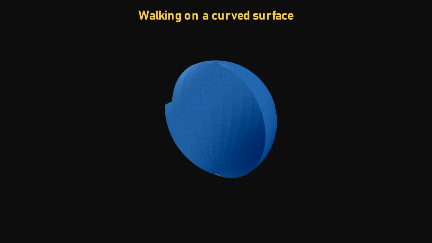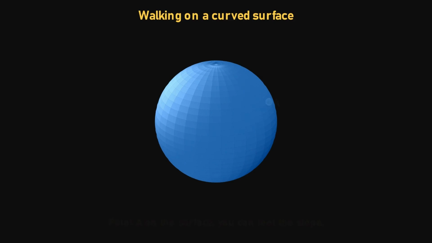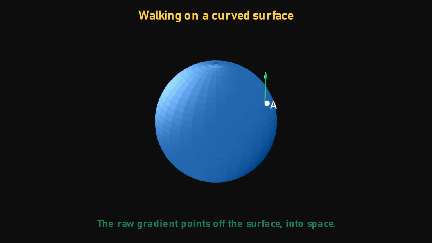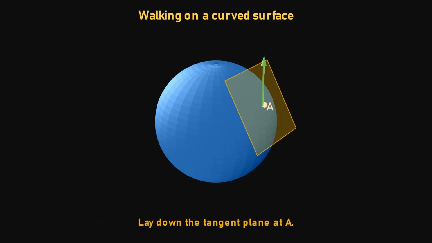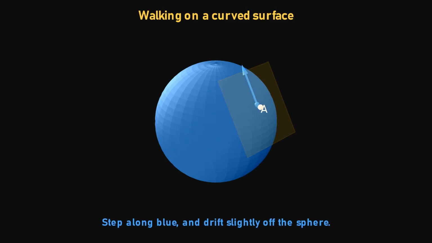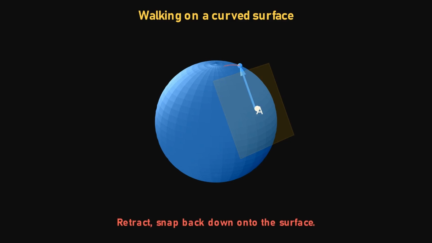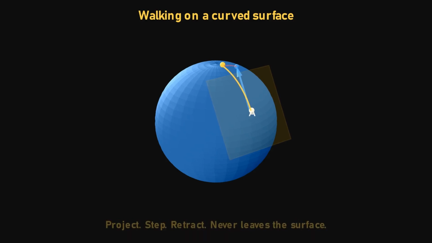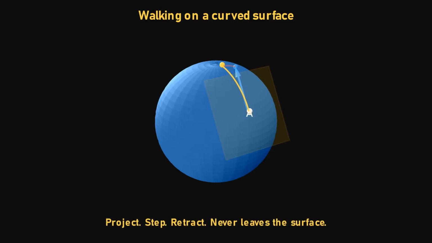So walking on a curved surface takes 2 moves instead of 1. First you project, flatten the raw gradient onto the tangent plane, the local flat approximation of the surface at your feet, stripping away the part that pointed off into space and keeping only the part that moves you along the surface. Second, you retract. Take your step along the flattened direction, but because the surface curves, a straight step drifts slightly off it. So you snap back down to the nearest point on the surface.